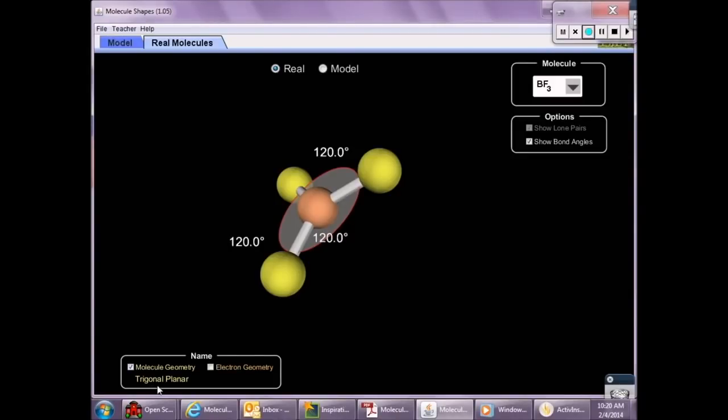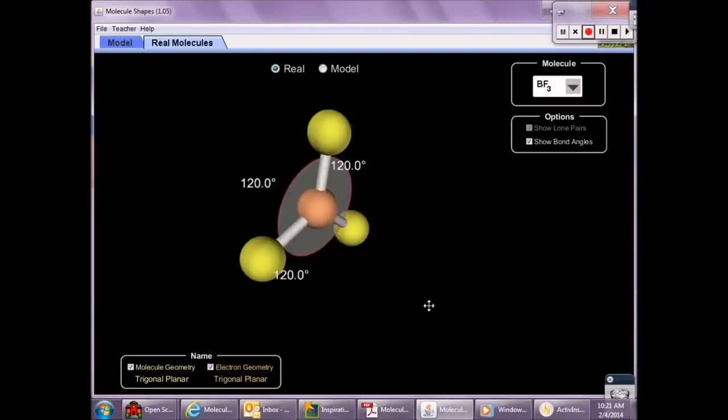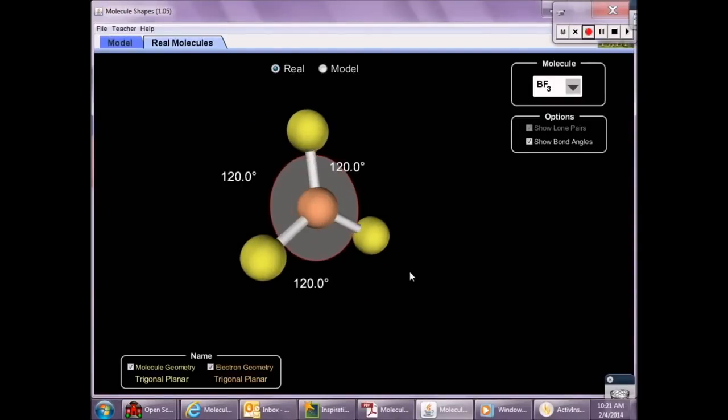Trigonal planar. So, under the third column, molecular geometry, write trigonal planar, two words. The names will be on the screen for you, anything you are missing. When you watch the video, you can slow me down, pause me, do whatever you want. You choose your speed. All right. What is the bond angle? It is 120. From this one to that one is 120.